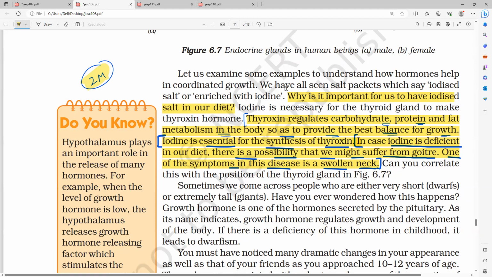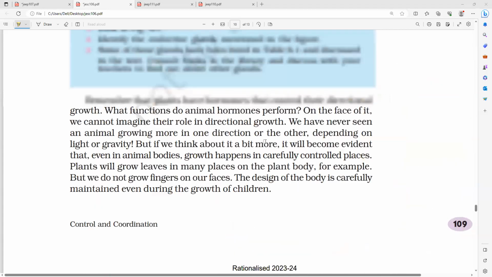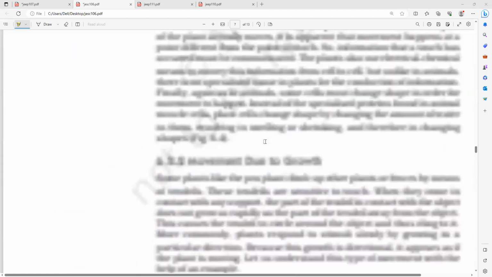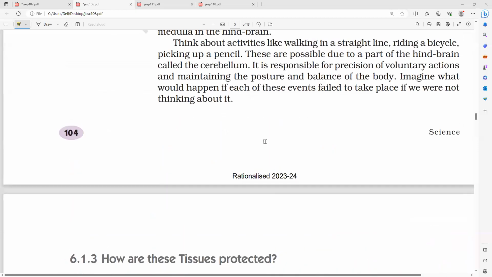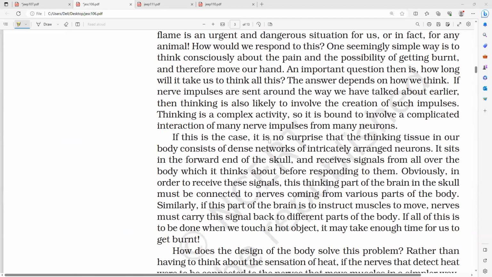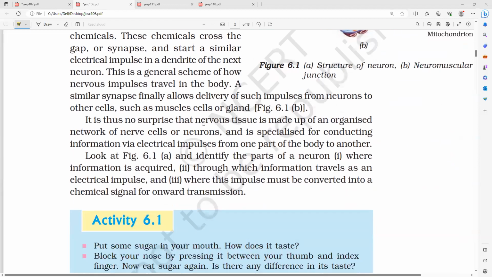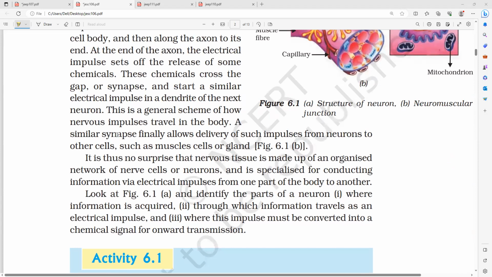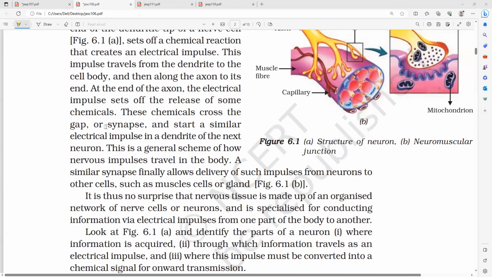Next. What happens at the synapse between two neurons? Synapse means, again you have to understand one more thing. What is that immediately? Neurotransmission. Am I right or wrong? The signal is transferred from the end of one neuron to the beginning of another neuron, and that gap is what we call the synapse. A synapse finally allows delivery of such impulses from a neuron to other cells, such as muscle cells or glands. So here is the synapse, you can see.